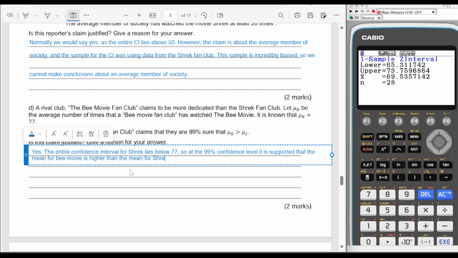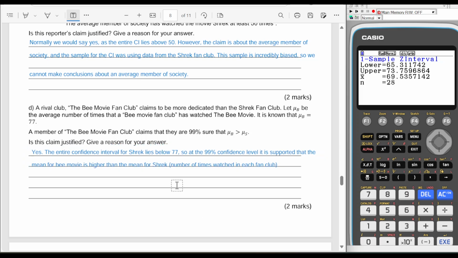And when I say these means, I mean the number of times watched in each fan club. Okay, so that's how we answer that one. You don't have to worry about bias or anything because they're directly making claims about members of the fan clubs. So the samples are representative here.